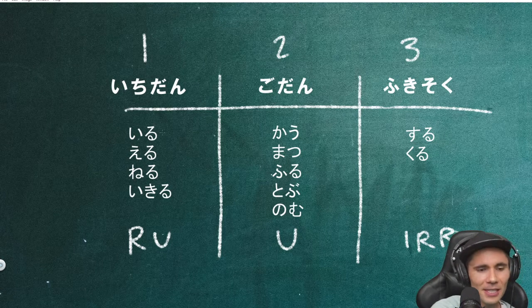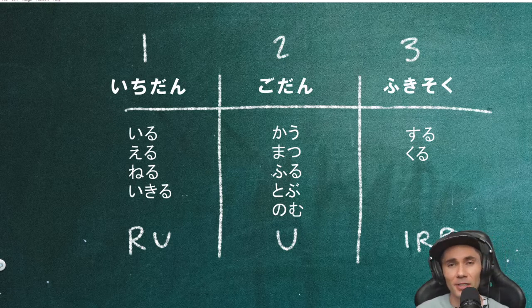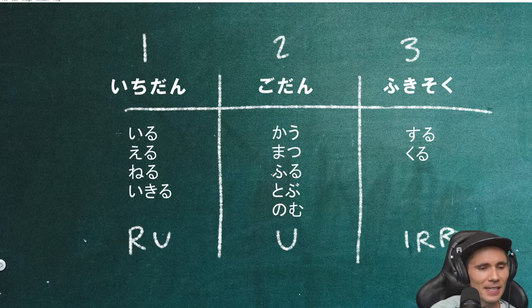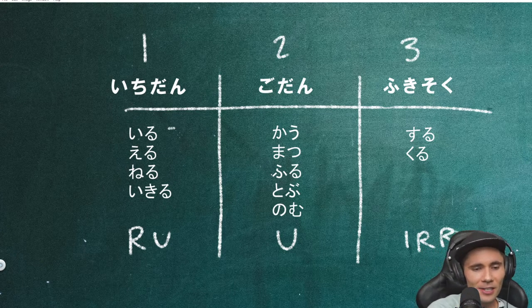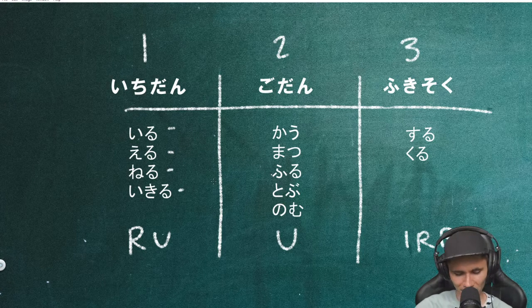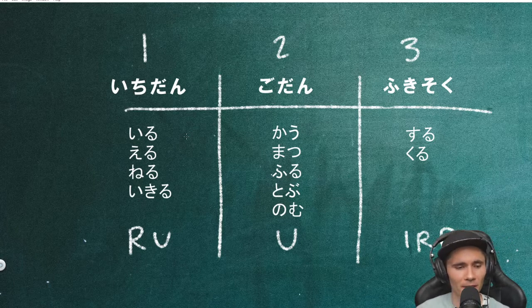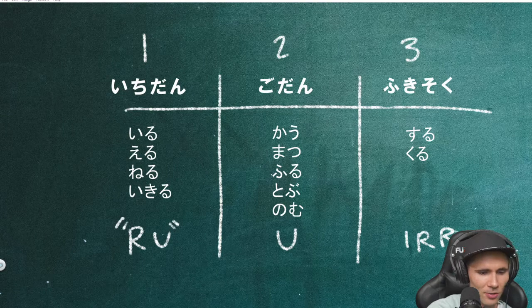So here we have iru. Then we have eru, neru, and ikiru. Did you notice that they all have something in common? Let's look at them again. Iru, eru, neru, ikiru. Iru means to have, eru means to obtain, neru means to sleep, and ikiru means to live. And basically, you have noticed that they all end in ru. And you're like, yeah, dude, that was super obvious. Why they're called ru verbs, right?